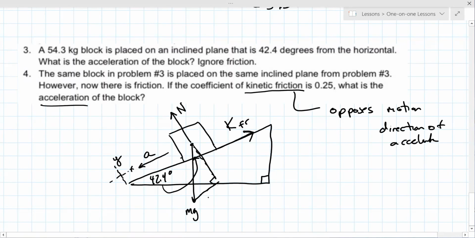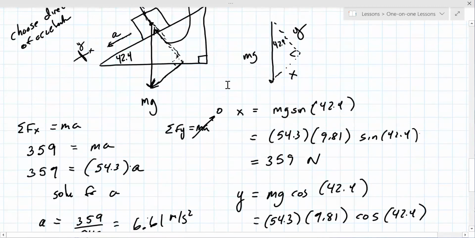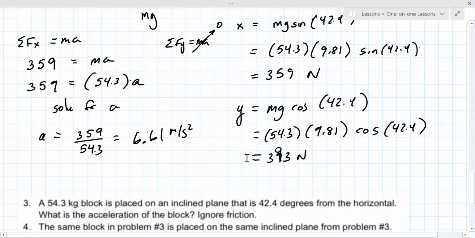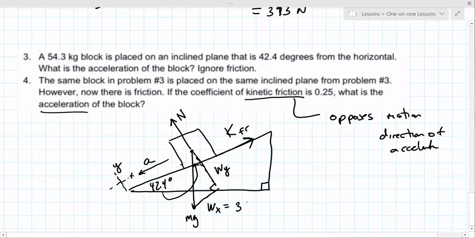Luckily, those are the same from before. So the weight in the x direction, weight in the y direction. Let me scroll up and grab those values. They're the same as in the previous problem. Nothing has changed on those. In the x direction, it's 359. And I think that was 393.